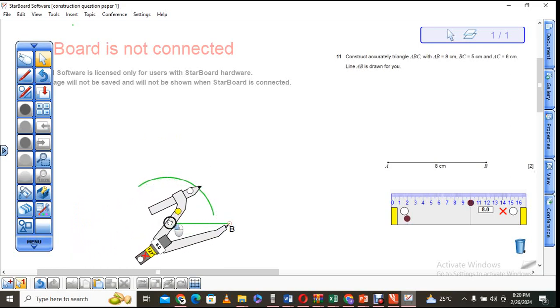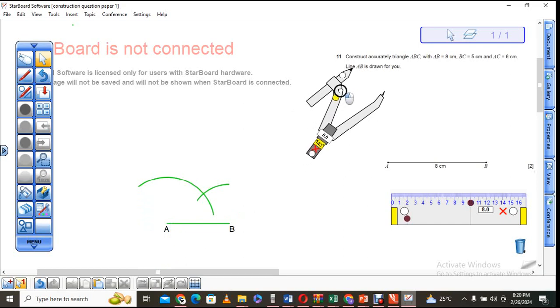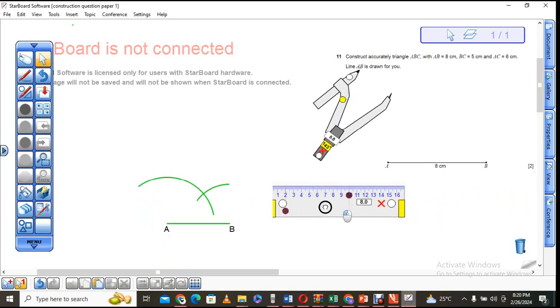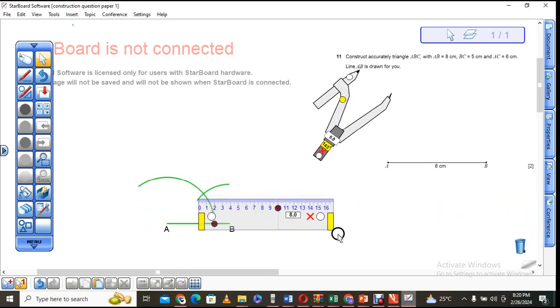Then I'm going to do the same, but for this one from BC, I'm going to have an arc of, say, it must be 5 centimeters. So I'm just going to have 5 centimeters somewhere over here. Alright, so what we're now going to do is we're going to draw it like so. So could you see that? So now we take your ruler, and you're now going to join.